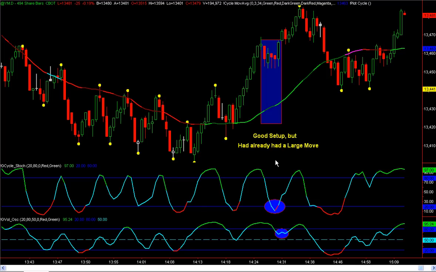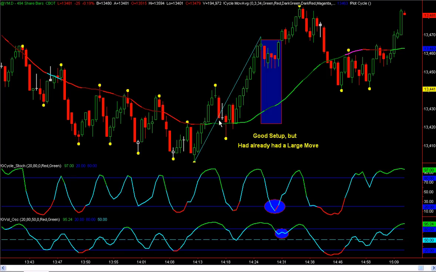The only thing I did not like about this trade was from this point, let me get the trend line indicator, from this point to this point was a large move. We had dissipated a lot of the strength of the market in this move. It did work out, but it was not a very large move. That's why I say you need it to more happen in this area.